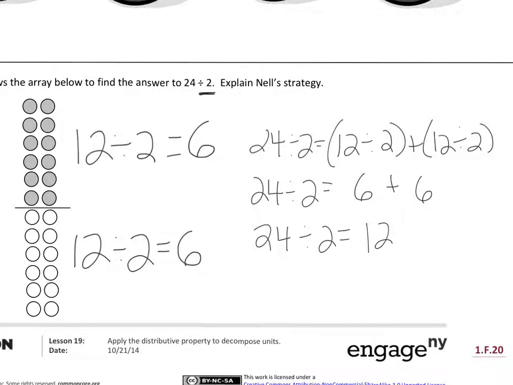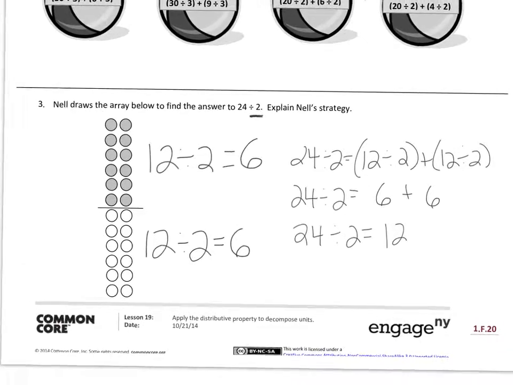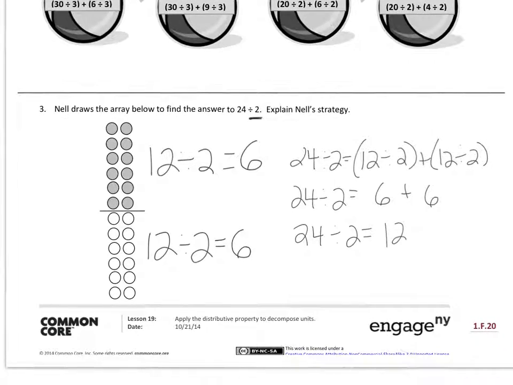So, we explained his strategy by showing how to solve the problem using his method. Sometimes you can explain using words, and sometimes you can explain using equations and pictures. If you would like to add an explanation to this by typing that he broke apart his array into smaller arrays to make it easier to solve, you certainly can.